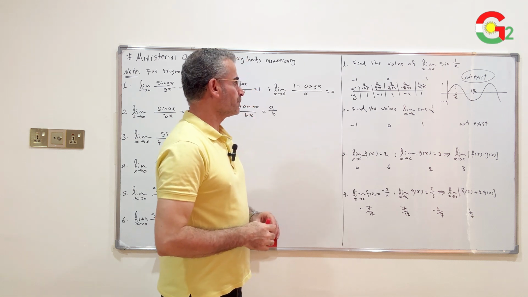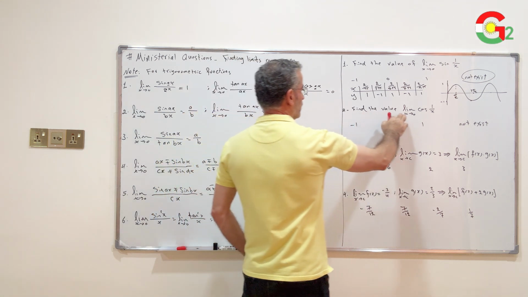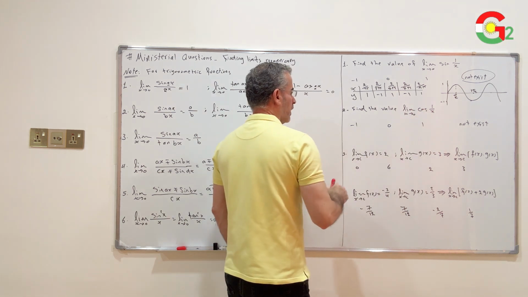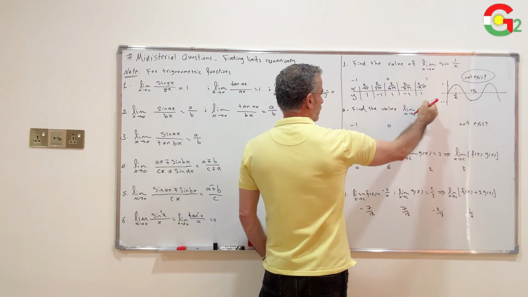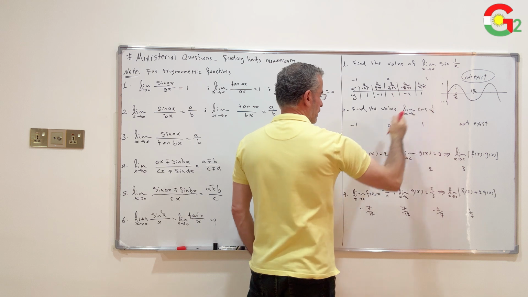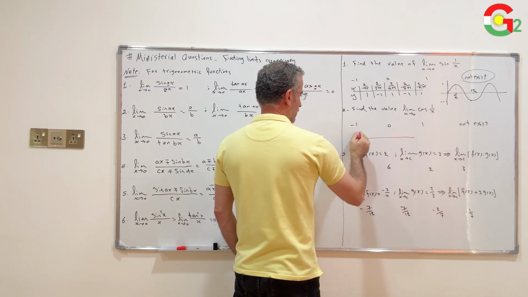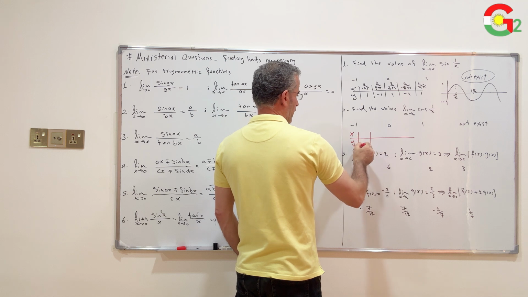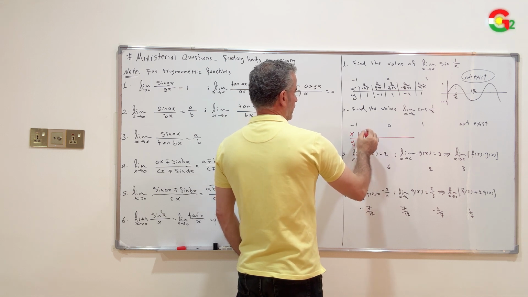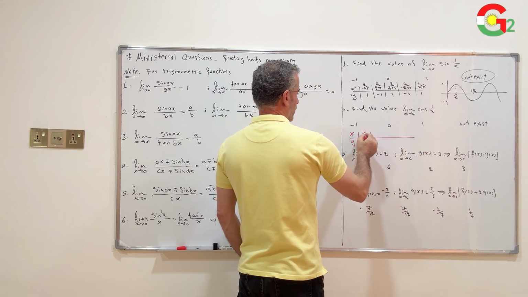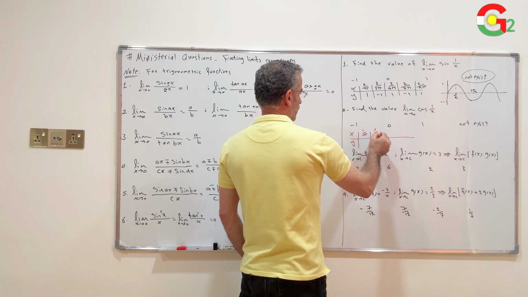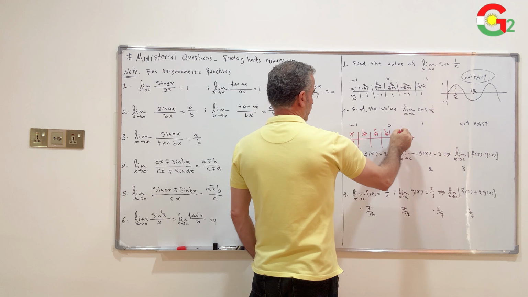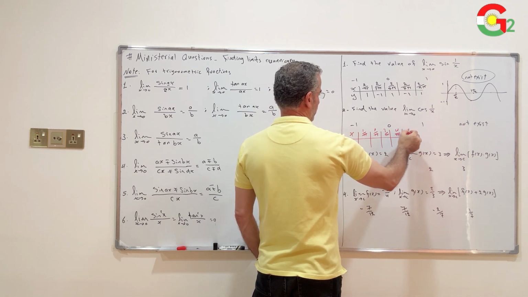Question number 2. Find the value of the limit x approaches 0 for cosine 1 over x. Also, if we divide 1 over 0, it is an undefined term. Then I'll try to find it numerically. Here I'll take 1 over pi, 2 over pi, 3 over pi, 4 over pi, 5 over pi.